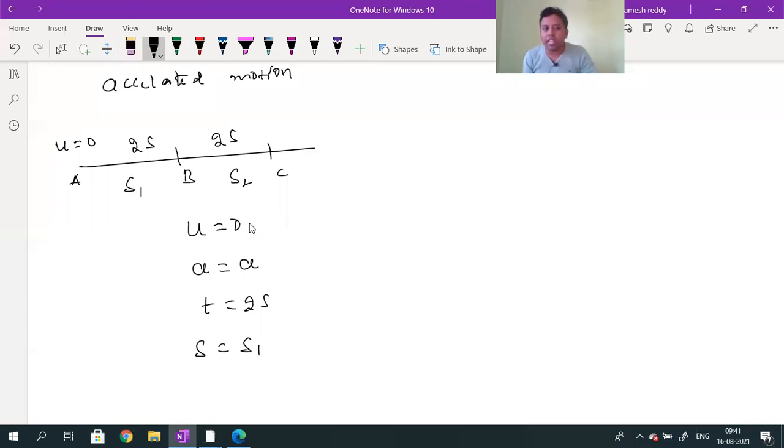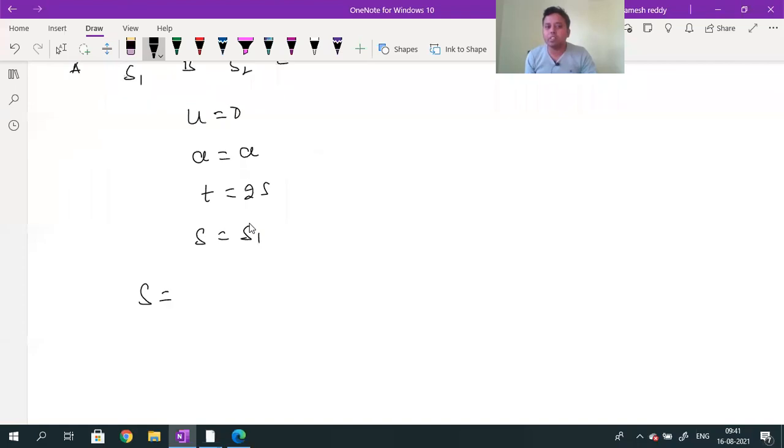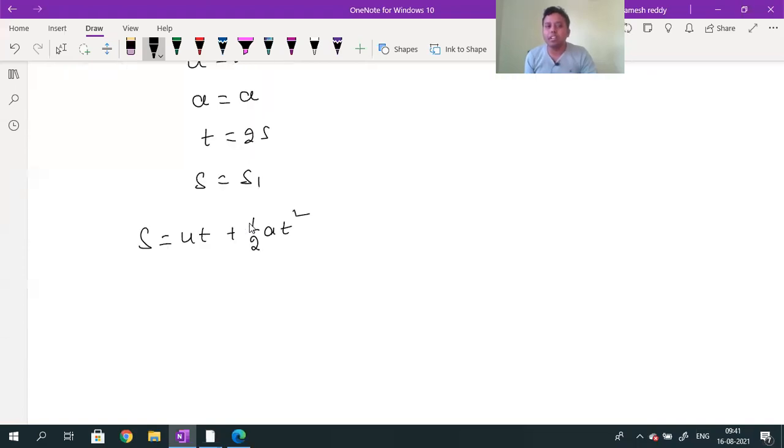Now what equation can I use that relates the u value, a value, t value and s value? Final velocity is not given. Which equation can I use? S is equal to ut plus half at square. If someone asks, sir, how can I know which equation to use? Based on the given data: initial velocity, acceleration, time and distance are given. So what is the distance traveled formula? S is equal to ut plus half at square. They are not asking for the final velocity. So S value will be equal to S1.